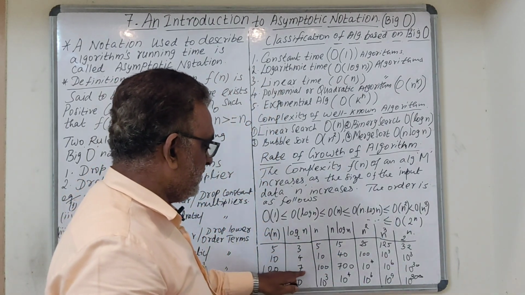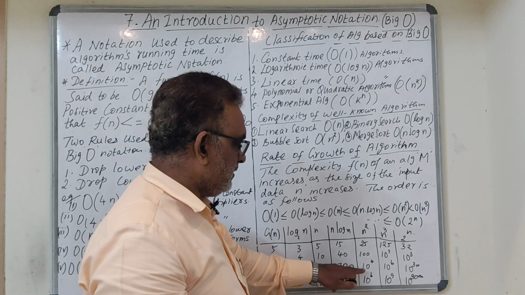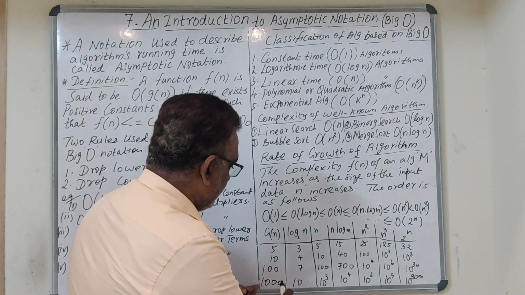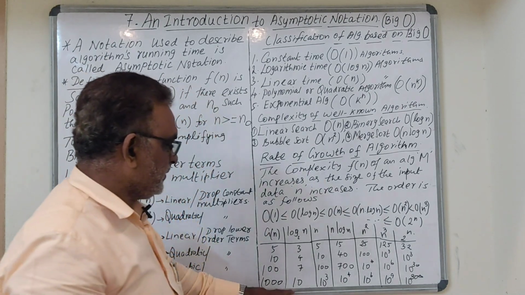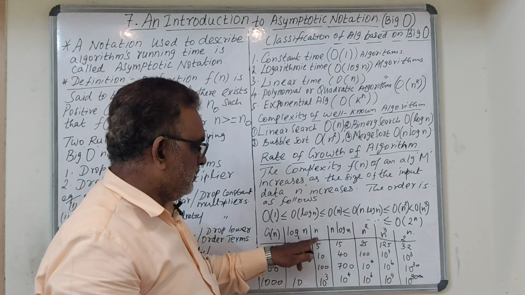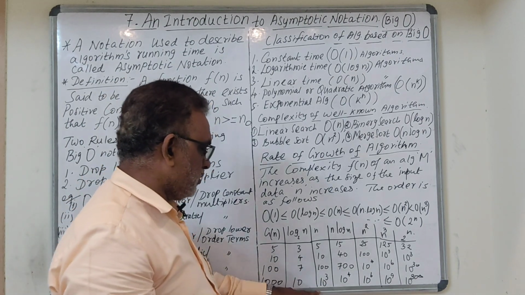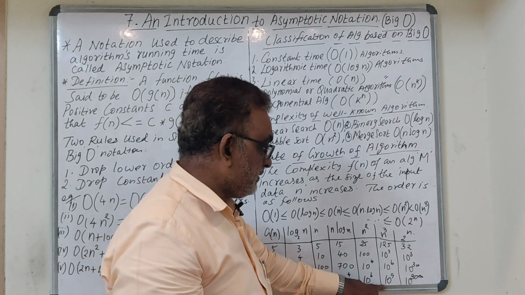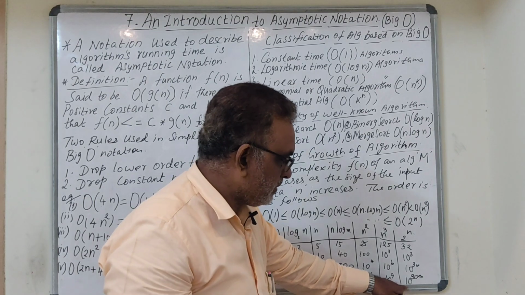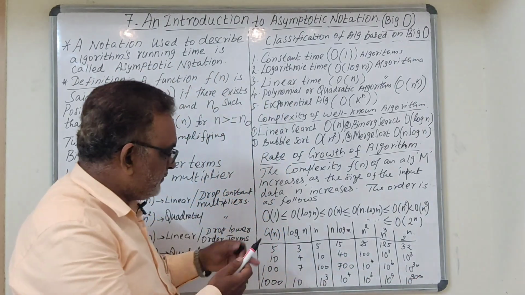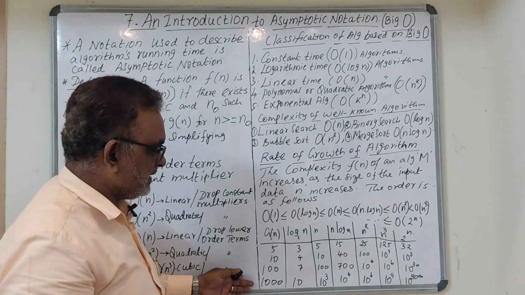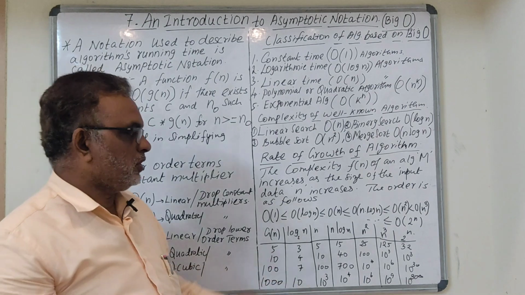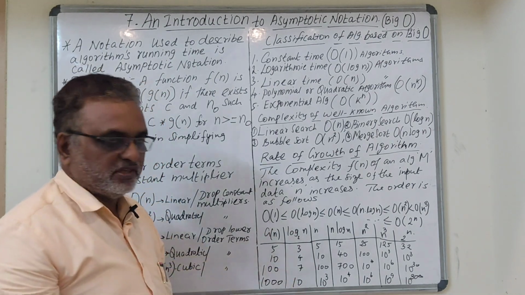Similarly, if it is 100, this is 700, this is 700, 10 power 4, 10 power 6, and this is 10 power 30. Similarly, if the value of g of n increases, that is 1000, the log n value is 10, but the n value is 10 power 3, that is 1000. This is n log n, 10 power 4, and this is 10 power 6, this is 10 power 9, and see the last one, this is 10 power 300. Once the size of the input increases, naturally the complexity also increases. That is what I actually want to prove with the help of this table.